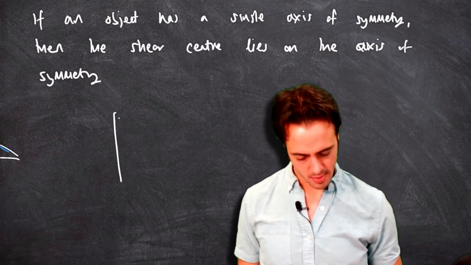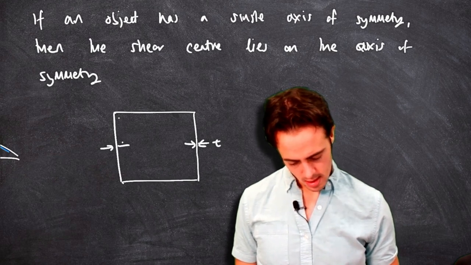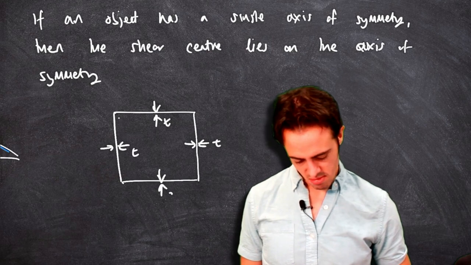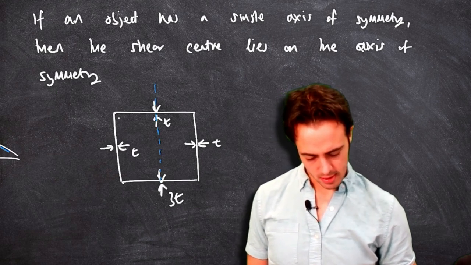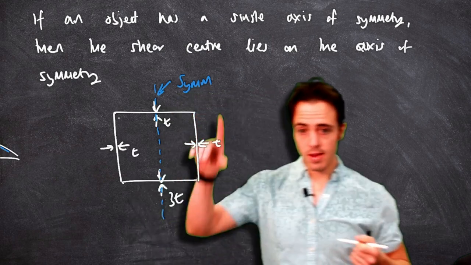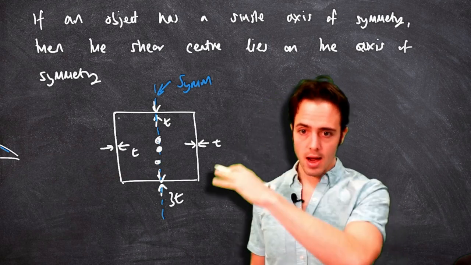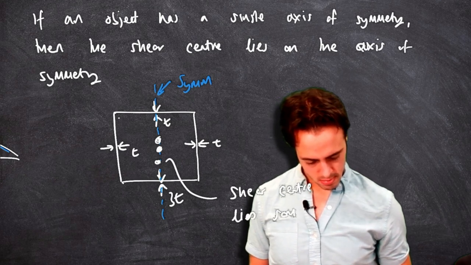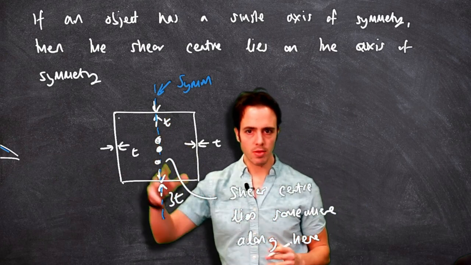If, however, I've got a similar looking rectangular section, this is T, this one is also T, this one's also T, but this bottom one could be 3T, for example. We've then only got a single axis of symmetry in this body, because we've no longer got vertical symmetry. So we know that the shear center of this object lies somewhere along here, but we don't yet know how to determine that. So where is it? It's somewhere up and down here. The shear center will lie somewhere on this vertical axis of symmetry.